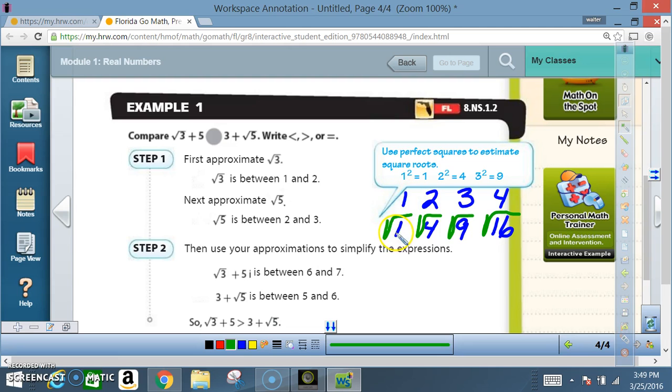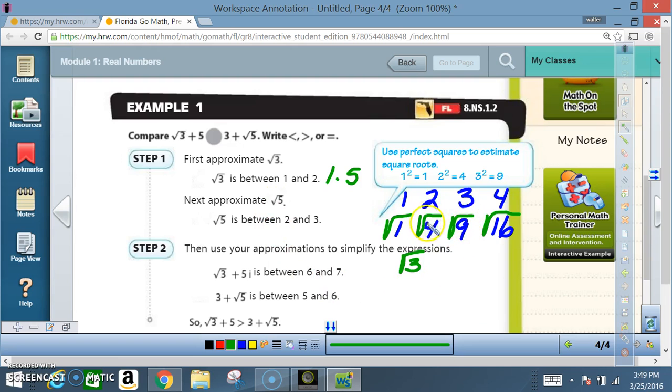What's 1 squared? 1. What's 2 squared? 4. 3 squared? 9. 4 squared? 16. Put square root symbols around each one. Then we try to see where the square root of 3 will fit. It will fit right in between the square root of 1 and the square root of 4. Now what's the square root of 1? 1. What's the square root of 4? 2. Halfway between 1 and 2 is 1.5.